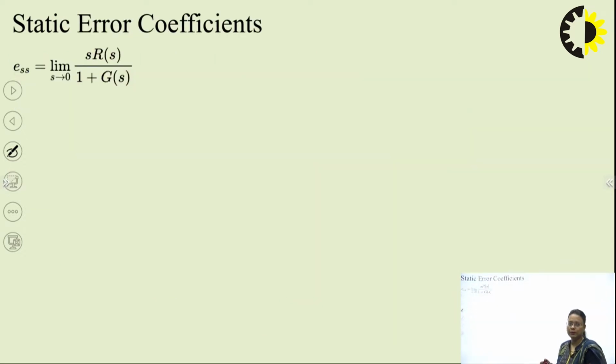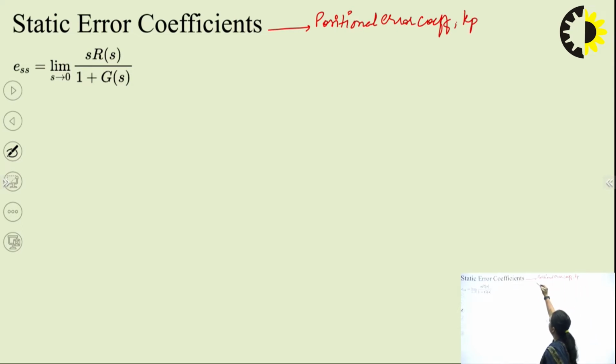And related to this steady state error, there are static error coefficients. Basically there are three types of static error coefficient. One is the positional error coefficient. This is calculated only when a unit step input is applied to any system, and it is represented by Kp.